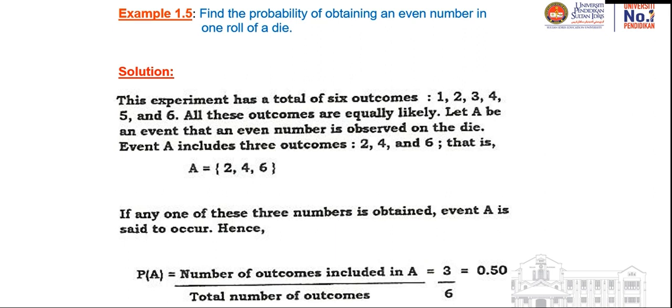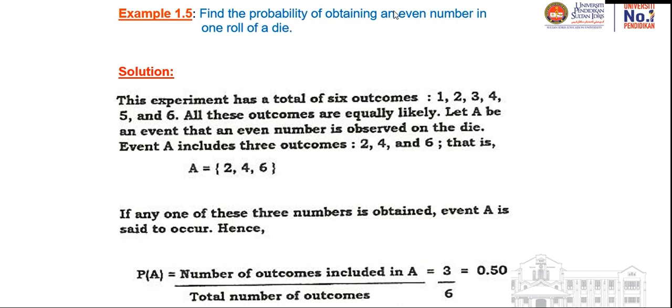Next, example 1.5. Find the probability of obtaining an even number in one roll of a die. Okay, so when you roll the die once, the possible outcomes will be 6, which are 1, 2, 3, 4, 5, and 6. That's the possible outcomes, or sample space, when you roll the die once. For this question, example 1.5, let A be the event that an even number is observed. So A is equal to 2, 4, and 6.